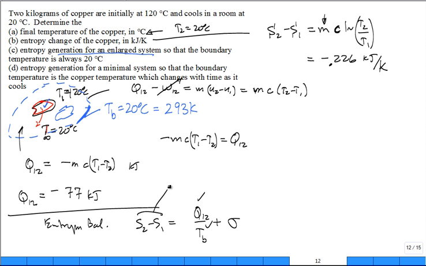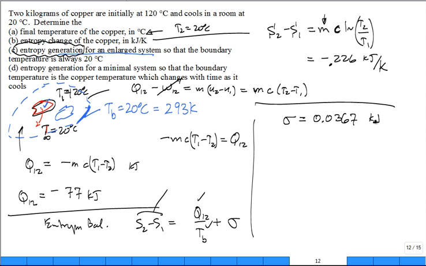I just calculated this. I can now calculate the entropy generation for the enlarged system. The entropy generation, sigma, turns out to be 0.0367 kilojoules per Kelvin. That's for the process 1 to 2. Sometimes I'll put a subscript 1, 2 in it. Sometimes you leave the subscript off, just like you sometimes put Q or Q1 to 2.